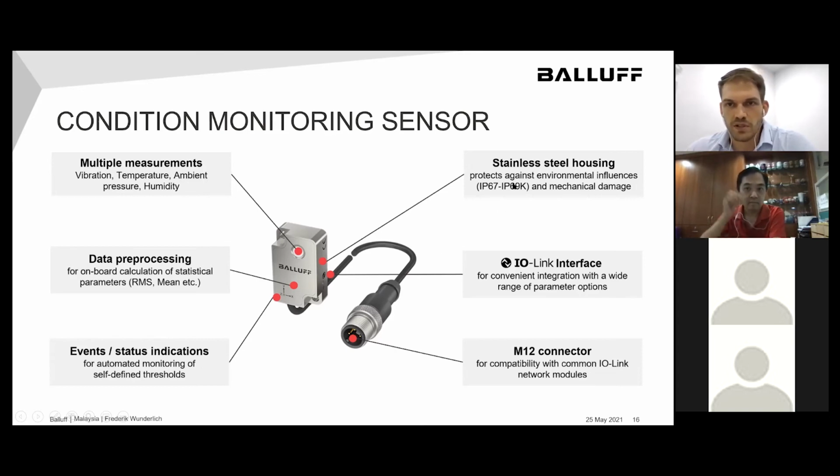So the whole sensor comes in an IP67 or IP69K housing. Of course, it has an IO-Link interface, as you can see here, the symbol on the right side. And it comes again with our standard M12 connector.